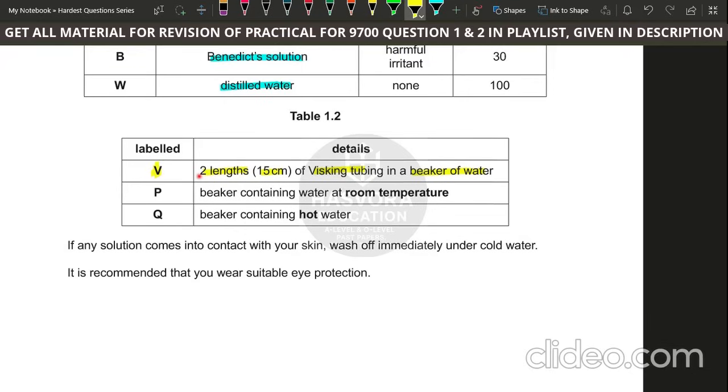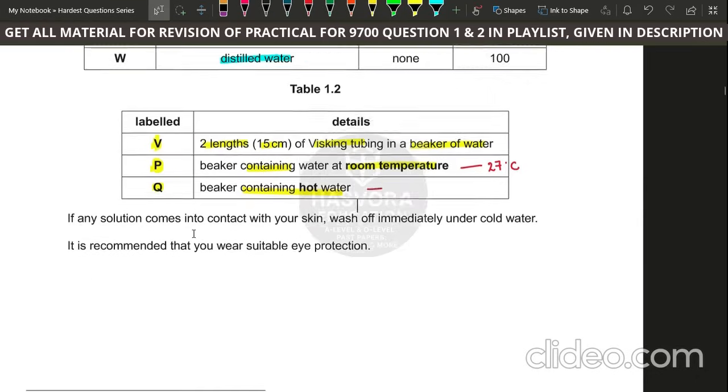Then P is the beaker containing water at room temperature. So P is your solution at room temperature. The other one is Q, which is the beaker containing hot water. So these are your main two temperatures. This is the room temperature. What is the room temperature? Mostly it is 27 degrees Celsius, and let's see what the examiner has provided.